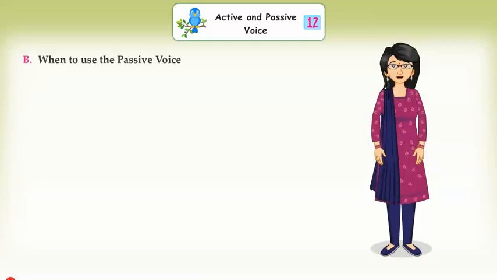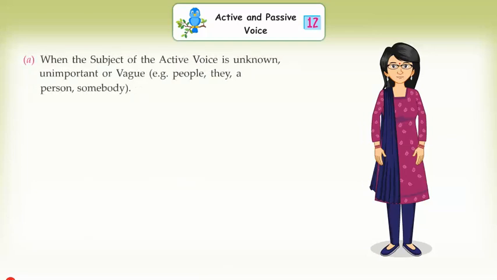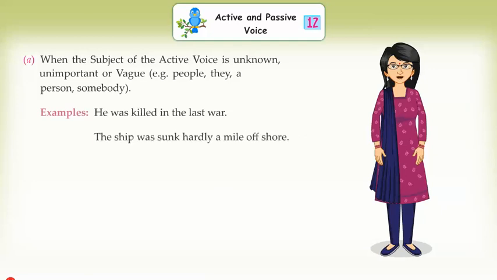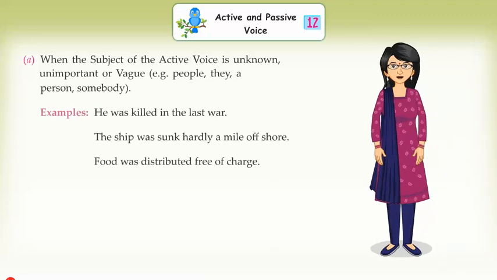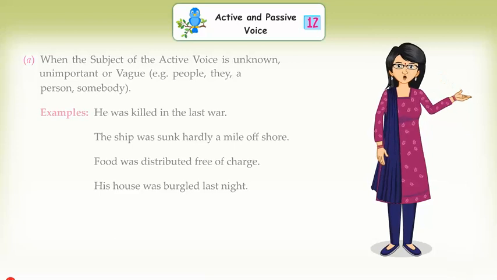B. When to use the passive voice. Passive voice is used: A. When the subject of the active voice is unknown, unimportant, or vague. Example: people, they, a person, somebody. Examples: He was killed in the last war. The ship was sunk hardly a mile offshore. Food was distributed free of charge. His house was burgled last night.